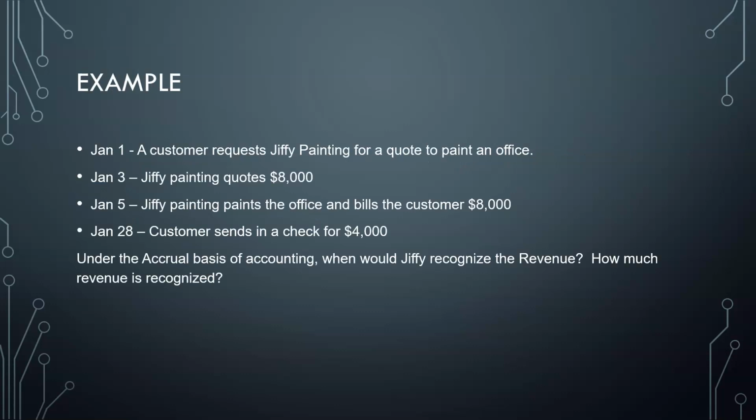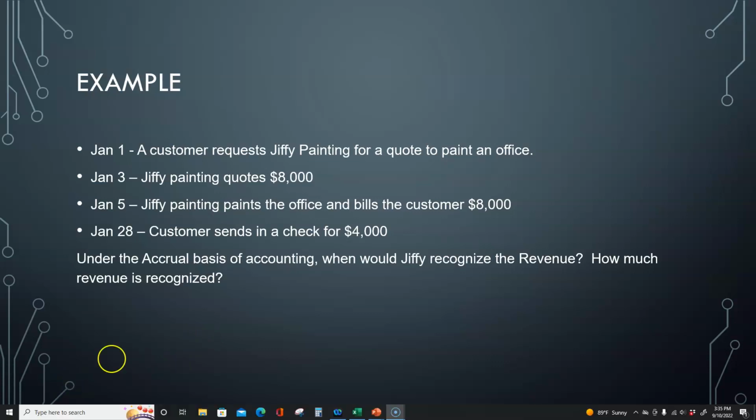Let's take a look at an example. Again, it's the same example we looked at earlier for the cash basis. Pause the video, read the question, and let me know under the accrual basis of accounting, when would Jiffy recognize the revenue and how much revenue is recognized?